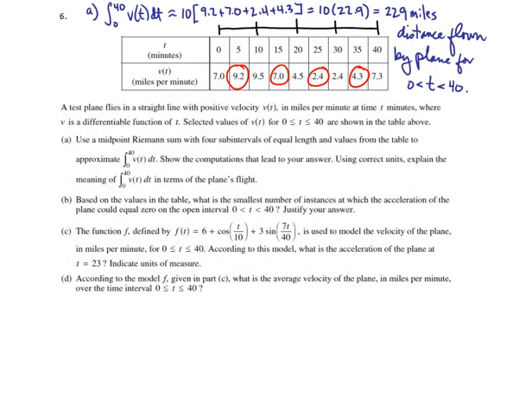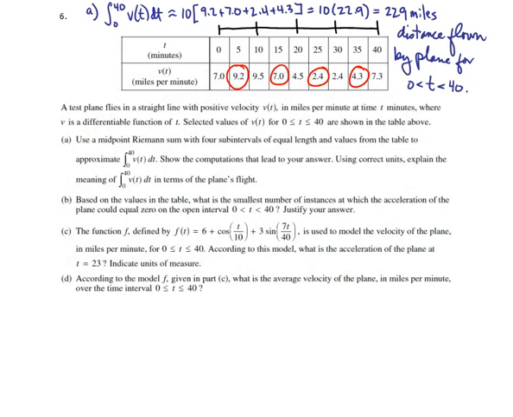In part B, based on the values in the table, what is the smallest number of instances at which the acceleration of the plane could equal 0 on the open interval from 0 to 40? Justify your answer. Well, acceleration is the derivative of velocity, and so we want to find out what's the smallest number of instances at which the derivative of that function will be 0.